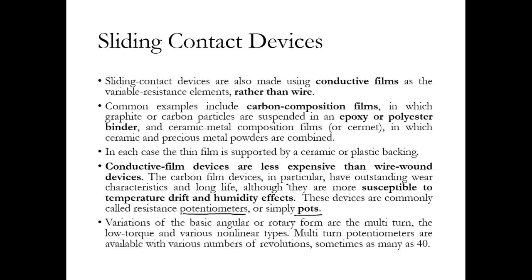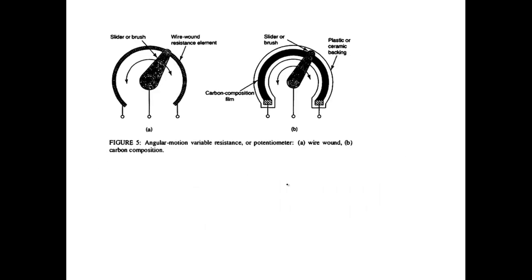Now, you could sometimes have multi-turn pots also. We'll see it here. So this is how it looks like. You have a wire-wound resistance element, the normal one that we see, but this one has more of a plastic or ceramic backing, and then a conductive carbon composition film that is put up here. So as the slider or the brush moves, as per the rotation of the object whose angular motion is to be measured, the slider or the brush comes in contact with this carbon composition film, and accordingly the amount of resistance changes, and we can calibrate it to the rotary motion of the object that we want to measure.